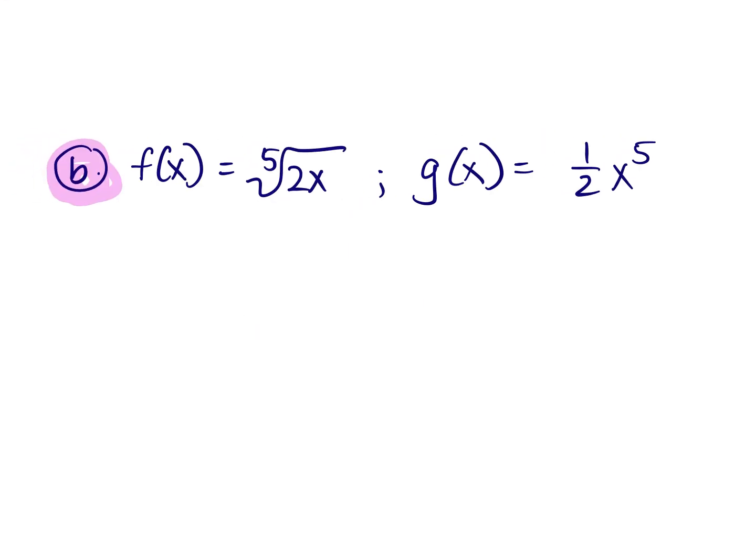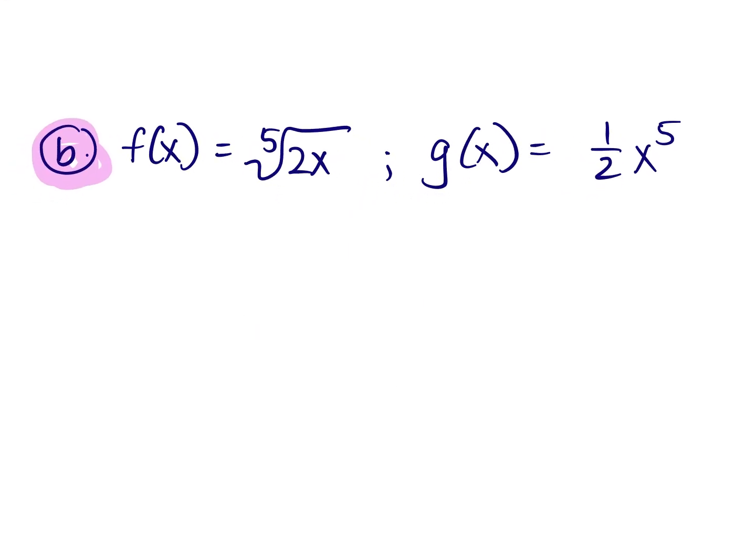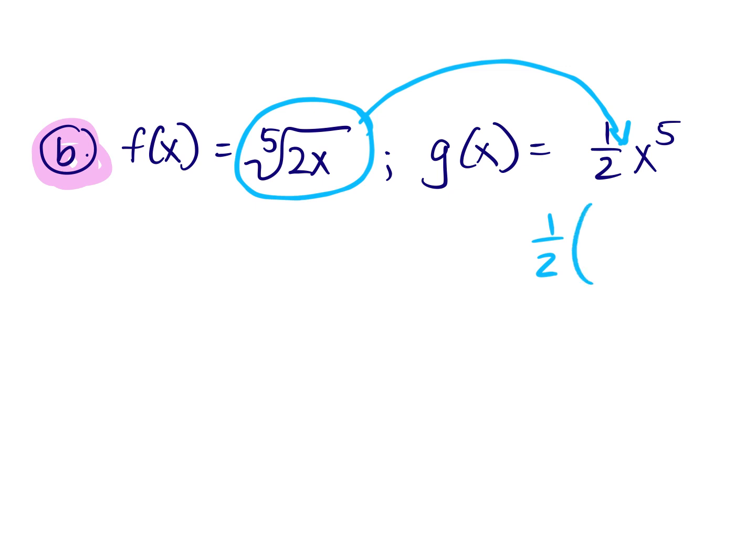All right, let's look at number 6. So here we're determining if they are inverse functions of each other. So it would say, determine if the two functions are inverses. So to determine if they're inverses, you take one function, plug it into the x in the other. So here we would have 1/2 times the 5th root of 2x to the 5th power.